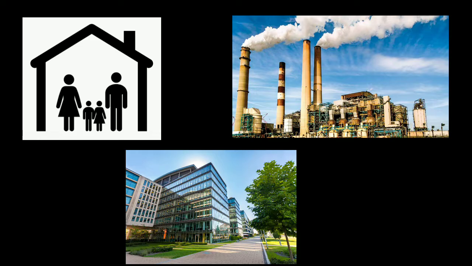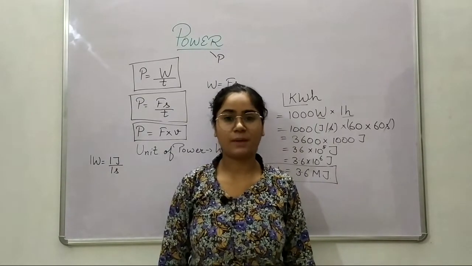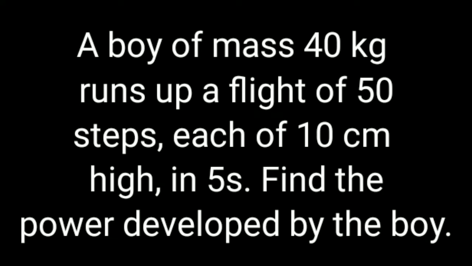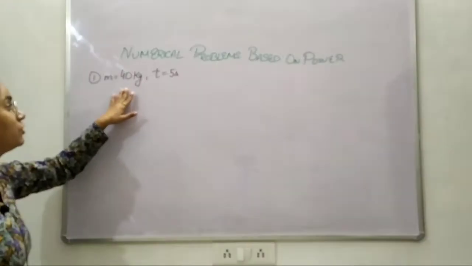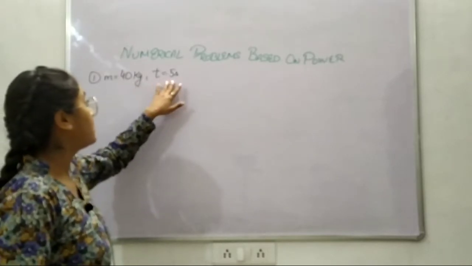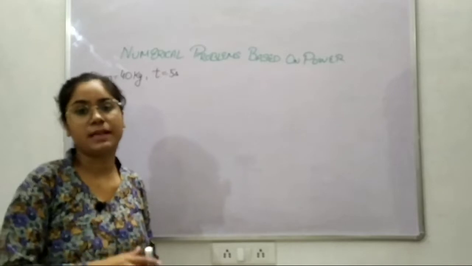Now it's time to solve the numerical problems based on power. In the first numerical problem, a boy of mass 40 kg runs up a flight of 50 steps, each of 10 cm high, in 5 seconds. Find the power developed by the boy. Now in this problem, the mass of the boy is 40 kg and the time taken by him is 5 seconds. Now let us try to determine the height.